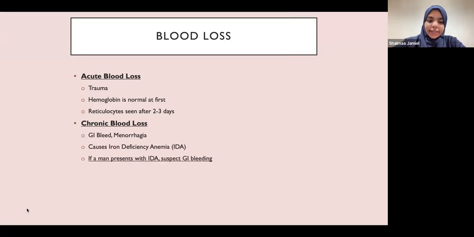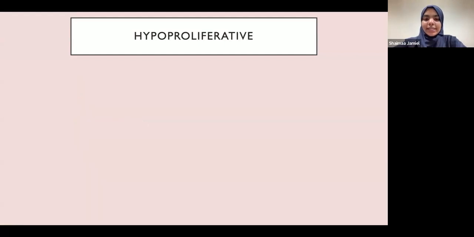And it's very important that if a man presents with iron deficiency anemia, you will suspect that there's some sort of bleeding. So they will usually go do a colonoscopy or something, check if there's any GI bleeding. But for a female, having iron deficiency anemia is kind of normal, so they will not suspect something serious. But for men, if they present with iron deficiency anemia, you always have to suspect that there might be bleeding somewhere, okay? Now, the second mechanism, which is hypoproliferative.